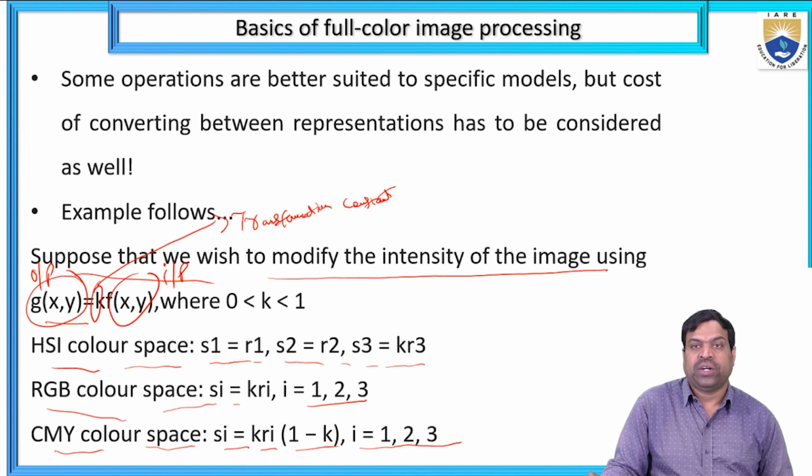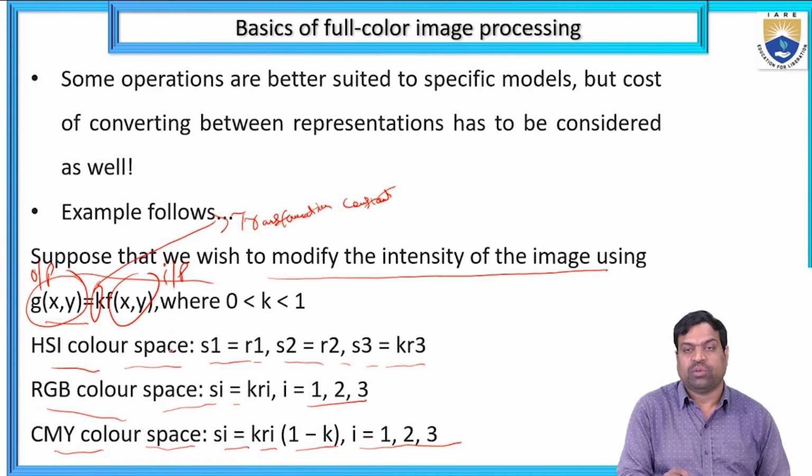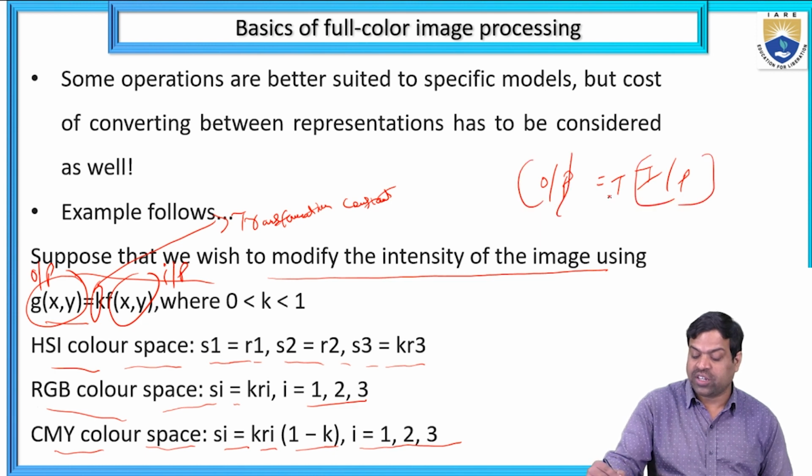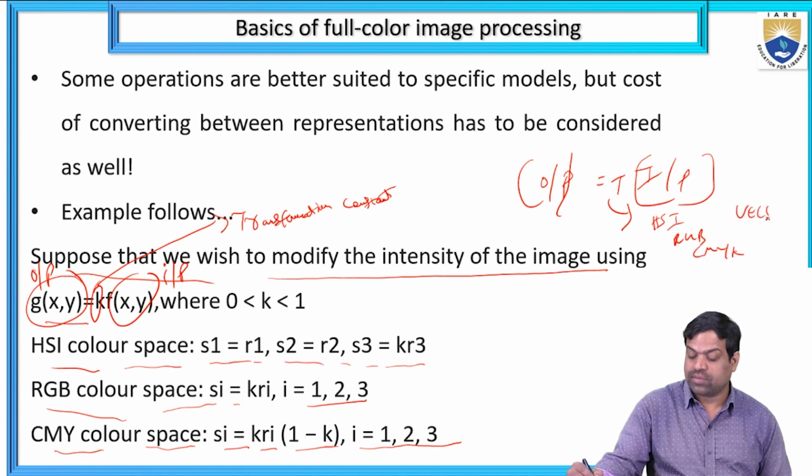But I am taking one example: g(x,y) equal to k times f(x,y). That means the output image is obtained from the input image, but here I am applying the transformation technique. Here the transformation technique is nothing but a transformation with vector functions.